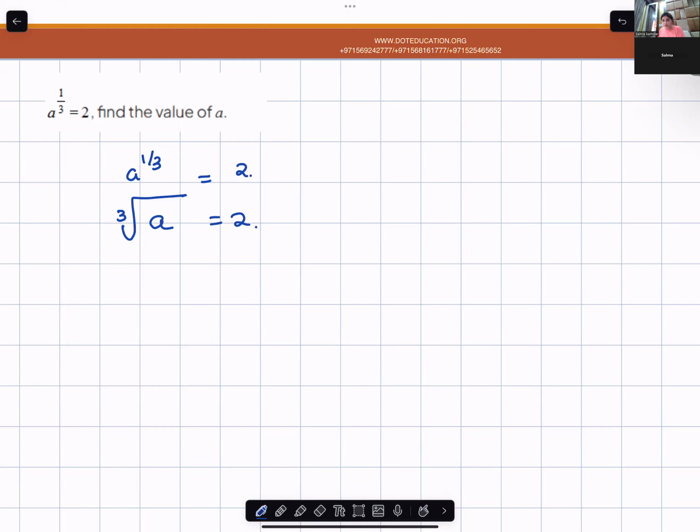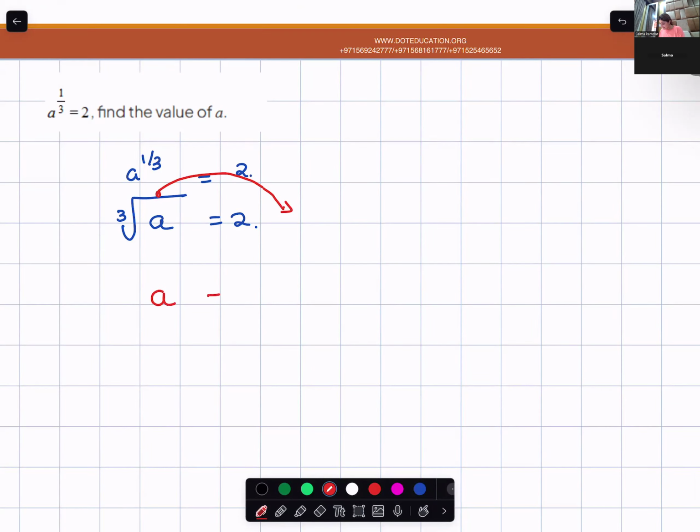Okay. Now what will I do? I will transfer this cube root from here to here. So it will become a is equal to, when the root is transferred, it goes to the opposite side, so it will become 2 cubed. So a will be equal to, what is 2 cubed? 2 cubed is nothing but 8. This is the answer.